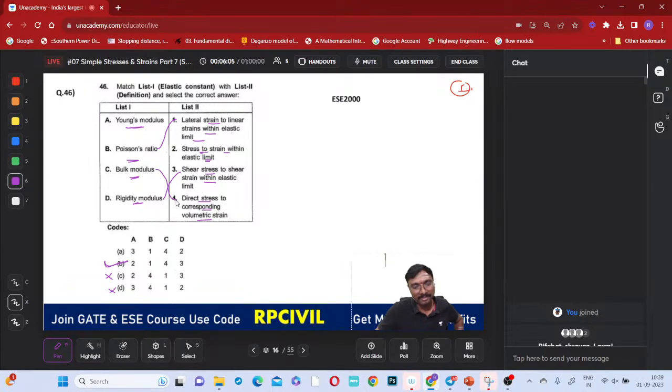That is your bulk modulus now. Obviously, that is your bulk modulus, everyone. And the next, Young's modulus, that is stress to the strain, right? Here it is not mentioned which type of stress and which type of strain. By default, we have to consider normal stress and normal strain. If nothing is mentioned, normal stress to normal strain only we have to consider. Is it clear?